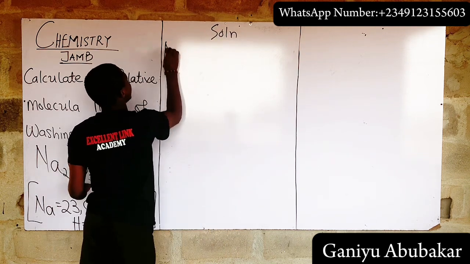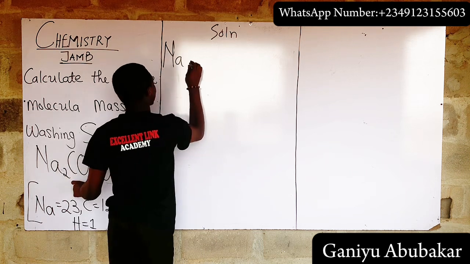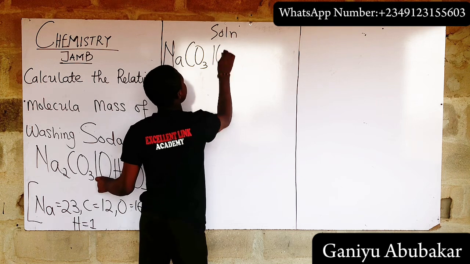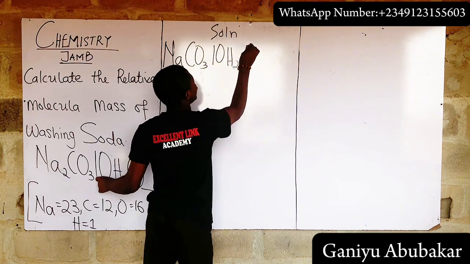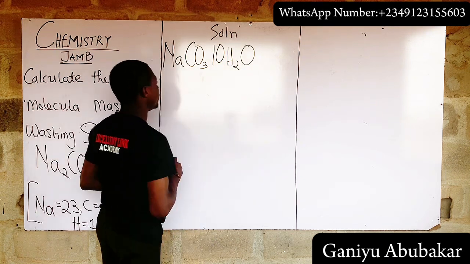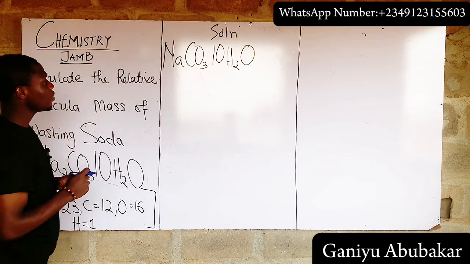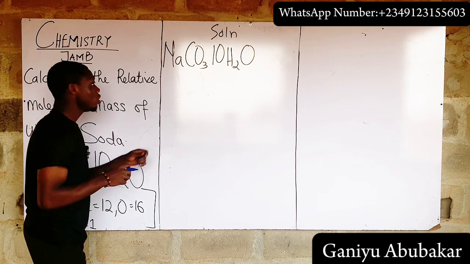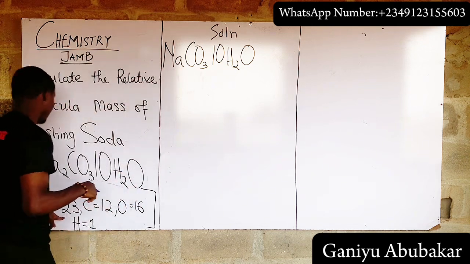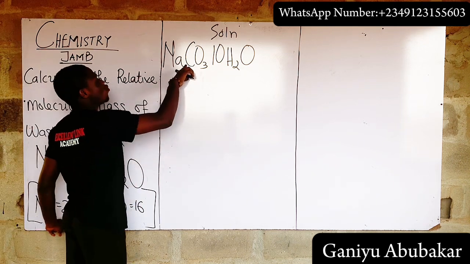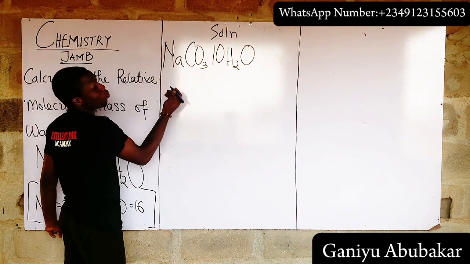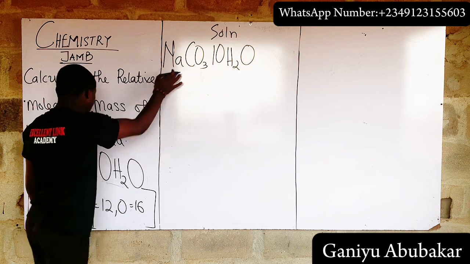I have Na2, CO3, this is 10 H2O. Basically, from here, what do you do? Yes, I can do this in two ways and still be correct. Sodium is 23, so I have, to save time, sodium is 23.